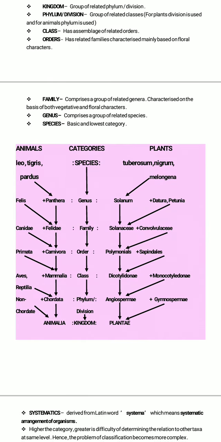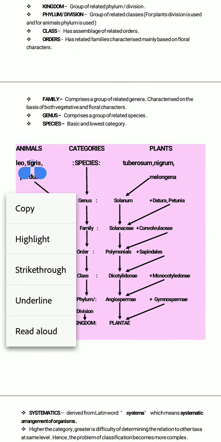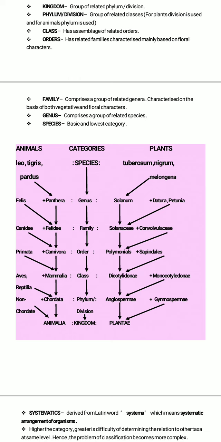Now animal and plant categories. First take this flow chart; you should know it. Take the species names. Here the species are Panthera leo, Panthera tigris and Panthera pardus. For plants, they are tuberosum, nigrum and melongena. These are the species. Next is the genus.